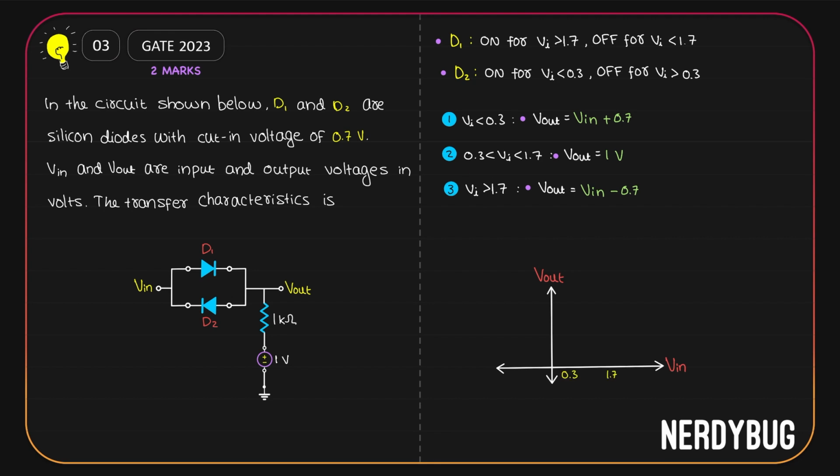Now, when voltage is between 0.3 and 1.7, output is just 1 volt. So we get a horizontal line like this. When input is less than 0.3, output is input plus 0.7.